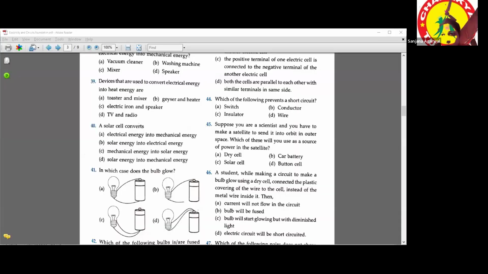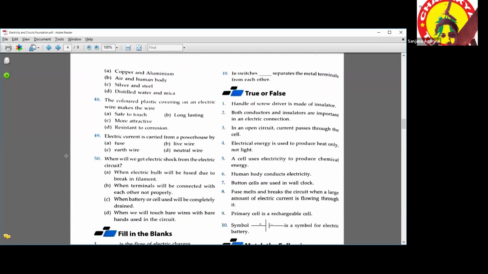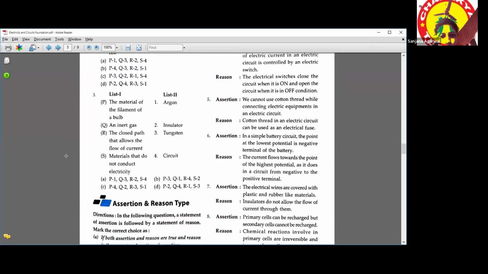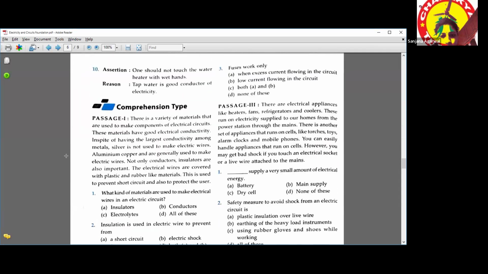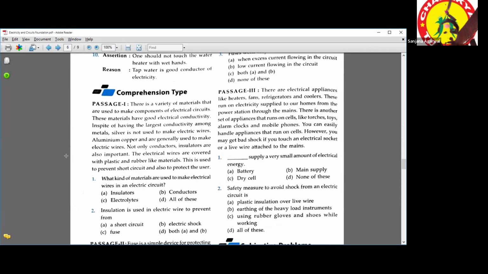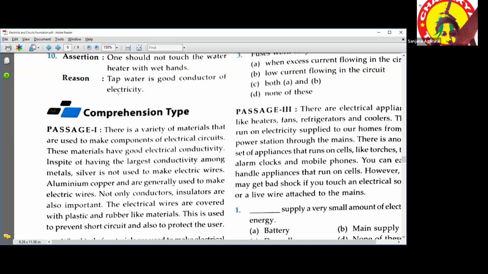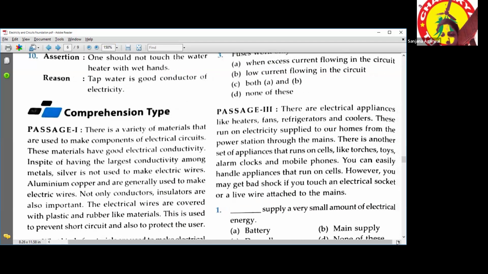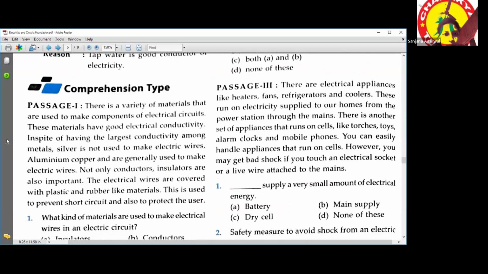Let's start now. Okay, let us first begin with the comprehension type question. Read out passage 1.